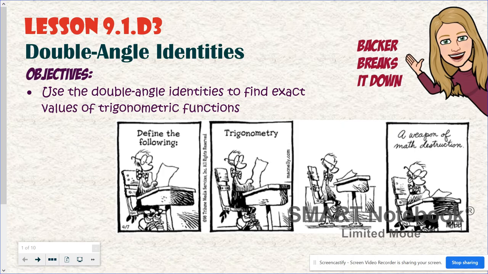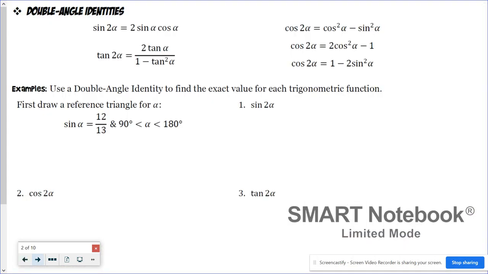In this episode, we are going to look at double angle identities, and we are going to use double angle identities to find exact values of trig functions. So previously in class, we derived the double angle identity for sine and cosine. You may remember that, and if you don't, here they are.